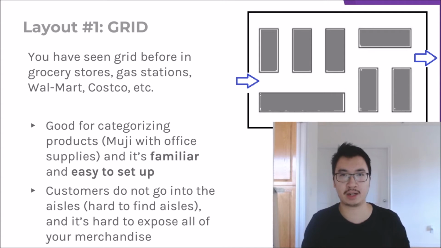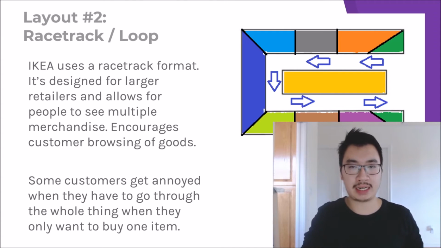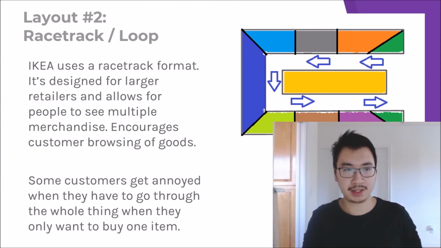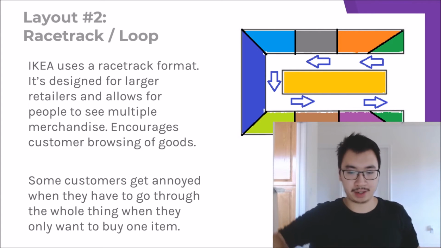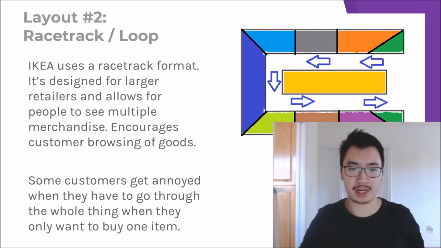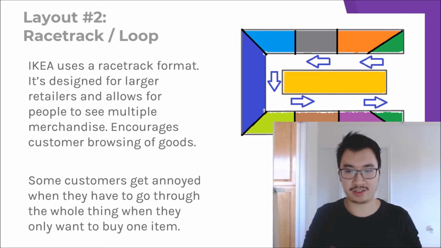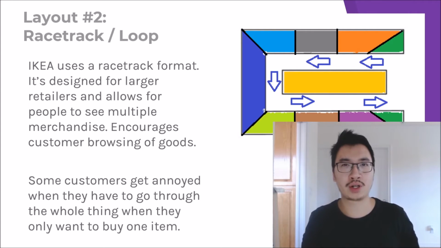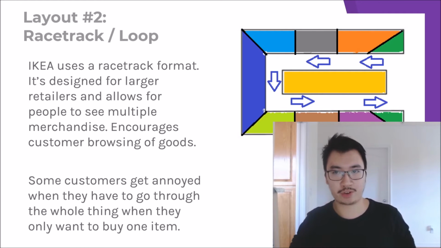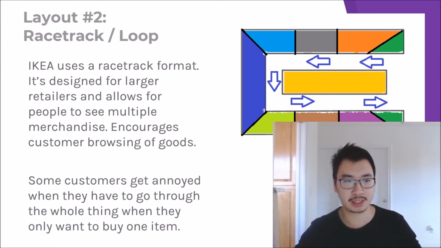Let's take a look at layout number 2. As you saw in the IKEA model, they have a pathway for customers to walk around, and you see couches, office furniture, even though you're only there maybe to pick up 1 or 2 items. So the racetrack format is effective because it allows people to see multiple merchandise.